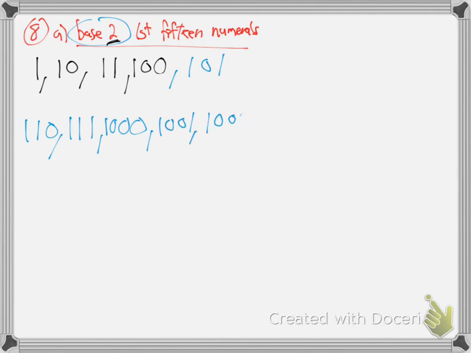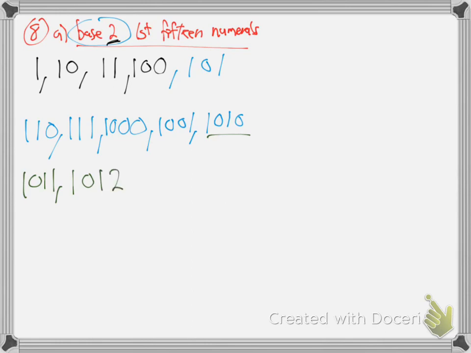And just keep adding 1, 1,001. 1,002. Nope, can't write a 2. Instead, write 0 and carry. That was 5 more numbers, right? So we're at 10 numbers now. Let's do the last 5 numbers. Here we go. So where are we at? 1010, 1011. Just keep adding 1.